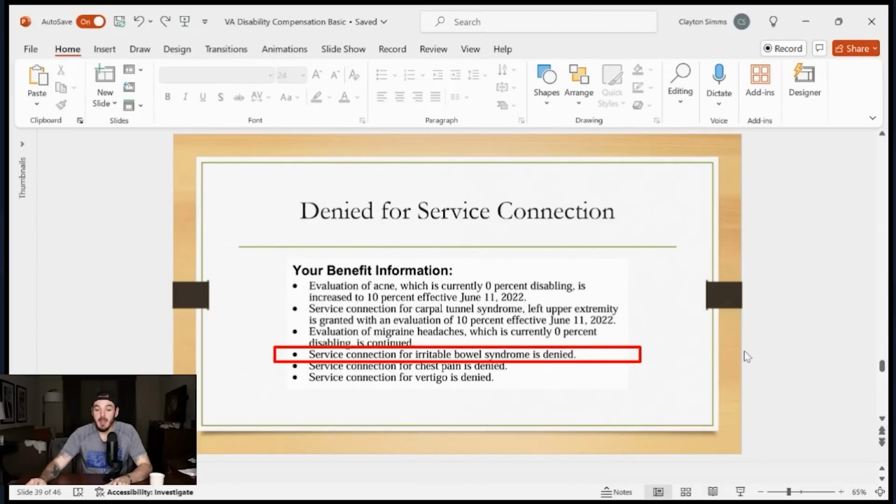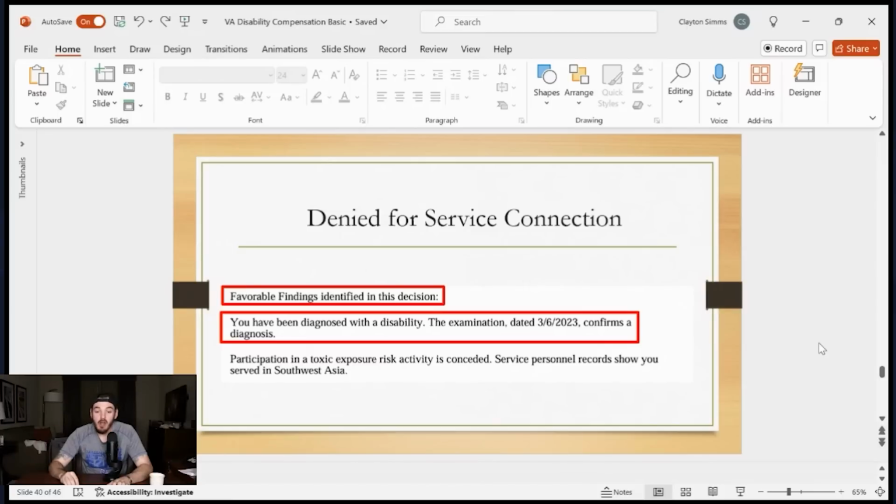Service connection for IBS is denied, irritable bowel syndrome. On the denial, you're going to see this section called favorable findings. This is crucial. In the advanced course, we look at the rationale above from the C&P examiner. For right now, we're going to look at the favorable findings because this is what matters. Now, there's 4 different favorable findings, okay?